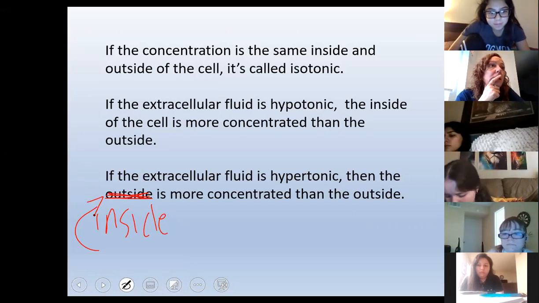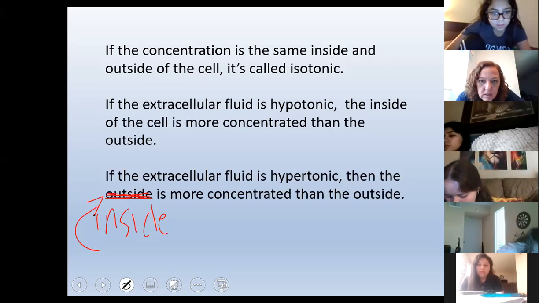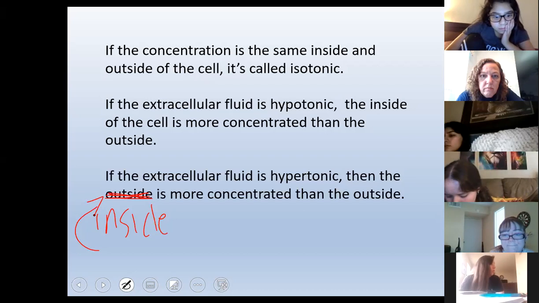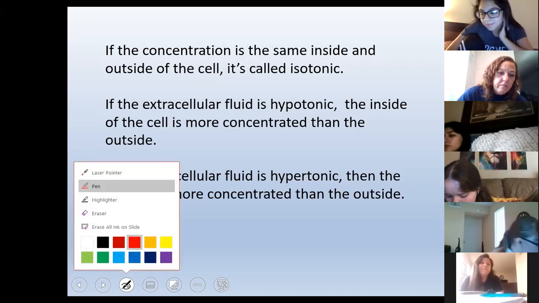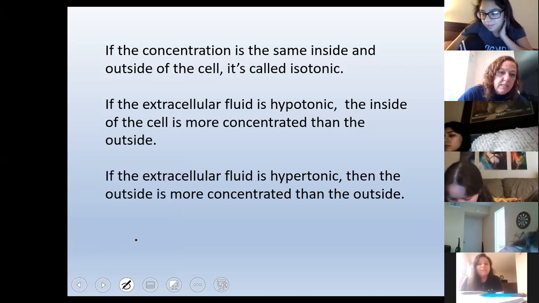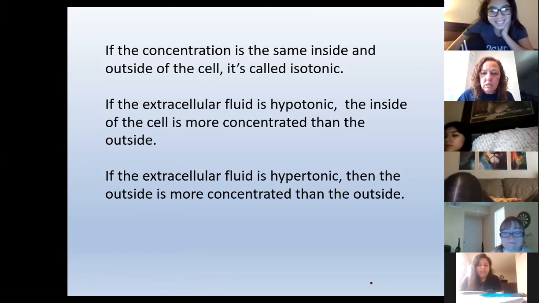Wait, I have a question. Sure. Well, now that you changed it, it says the same thing as the middle sentence. Wait a minute. Okay, let me look. Extracellular fluid is hyper. Oh. I'm confusing myself here. Let me just go in here.